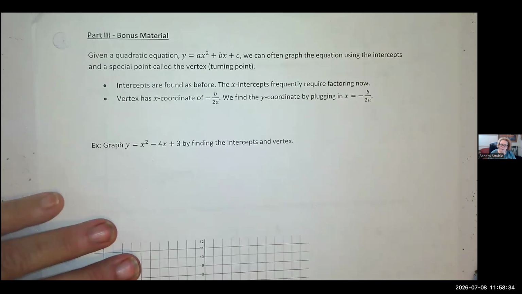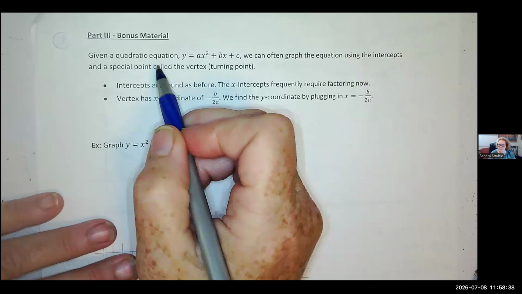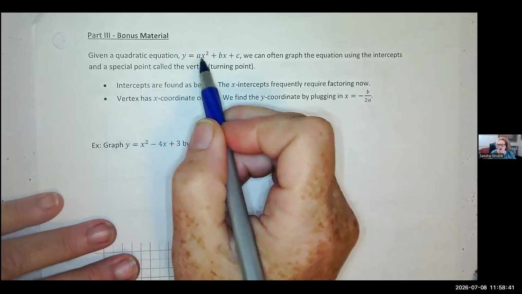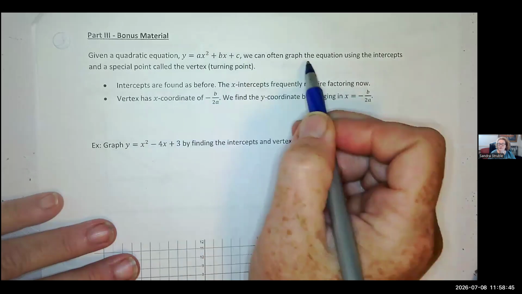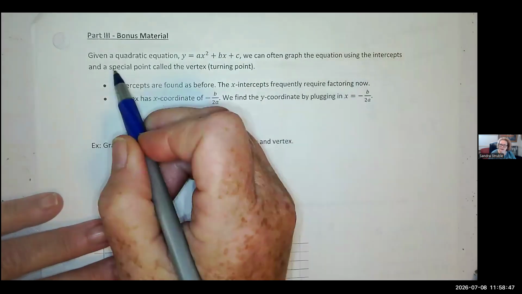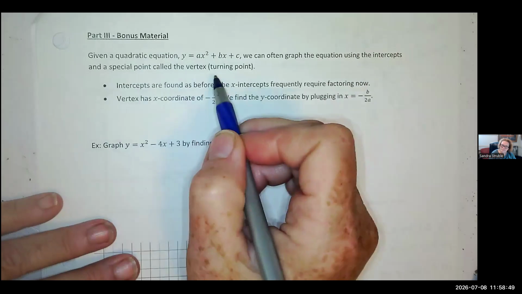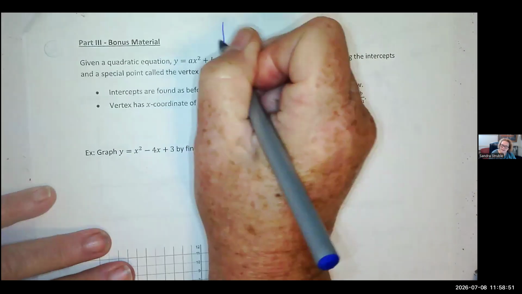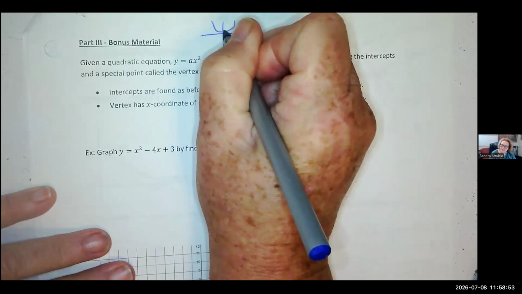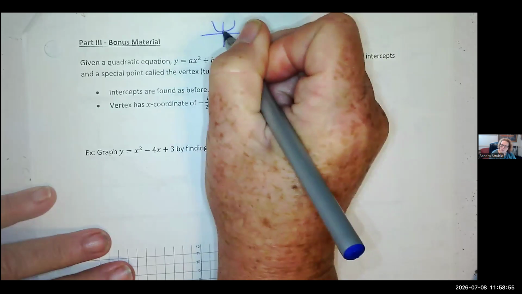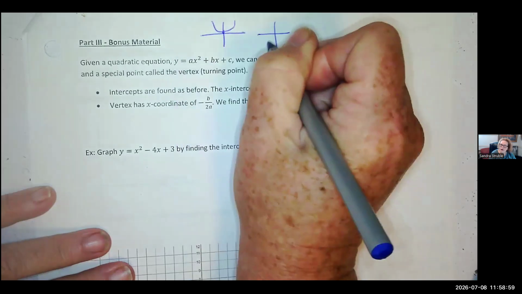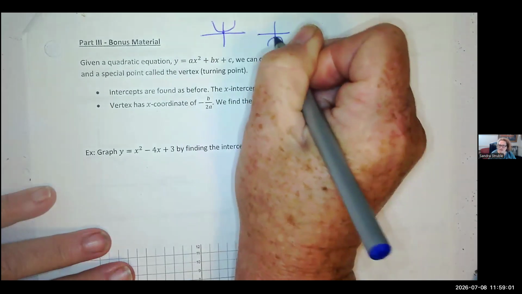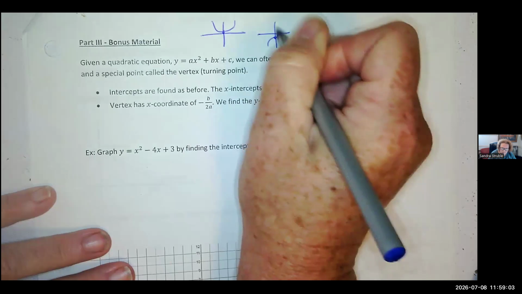And it's given a quadratic equation, which is going to have an x squared in it, y equals x squared. We can often graph the equation using the intercepts and a special point called the vertex. That's the turning point. And since it's a quadratic, this is the vertex. It's the point where it goes from decreasing to increasing, or it's the point where it goes from increasing to decreasing. It's not always on the y-axis. I'm just using that as a reference.